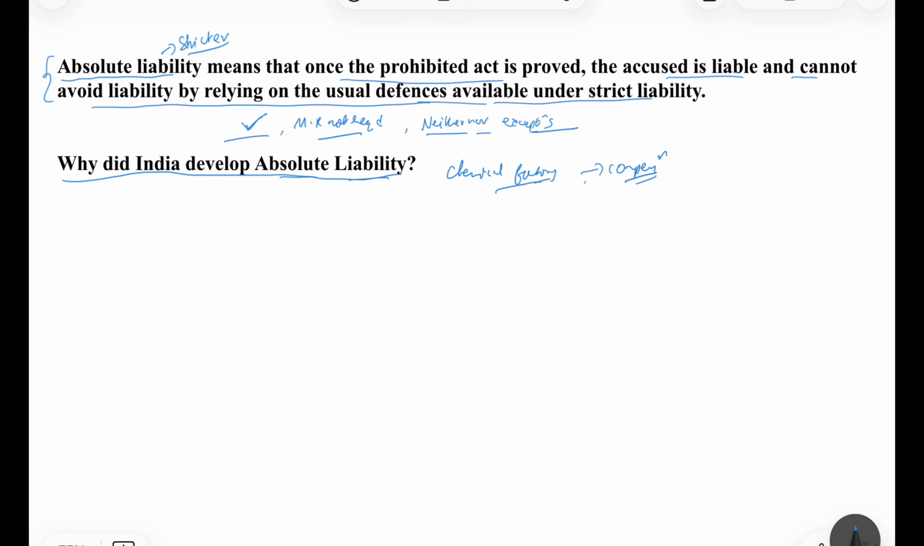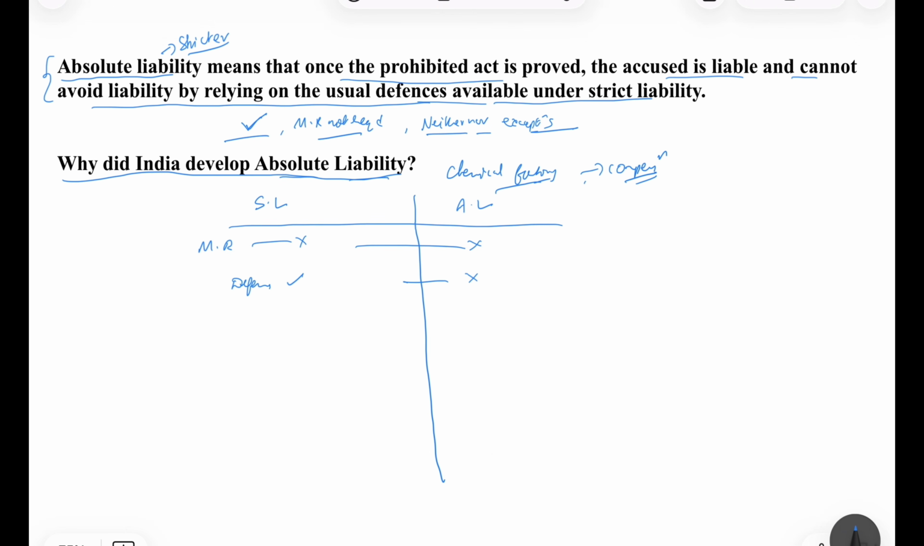Firstly, we need to understand the differences between strict liability and absolute liability. Let us assume that this is strict liability, and let us assume that this is absolute liability. First, whether mens rea is required or not. Mens rea is not required, and here also it is not required. Next, whether defenses are available in strict liability or not. Defenses or exceptions are available. Here they are not. Next, which is more stringent? Strict liability is less stringent because defenses are available.